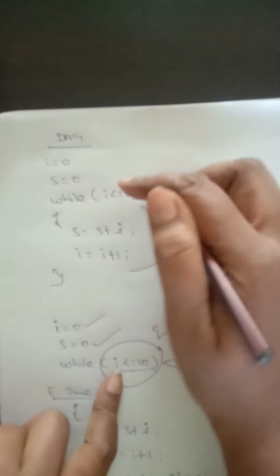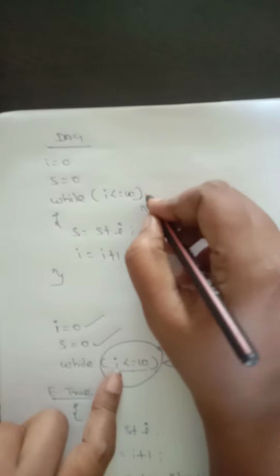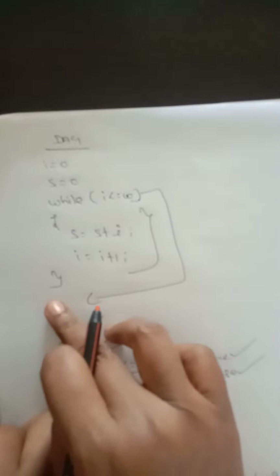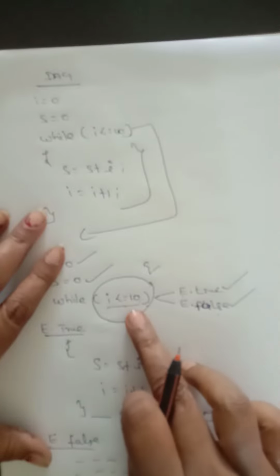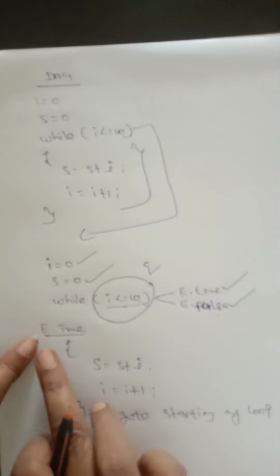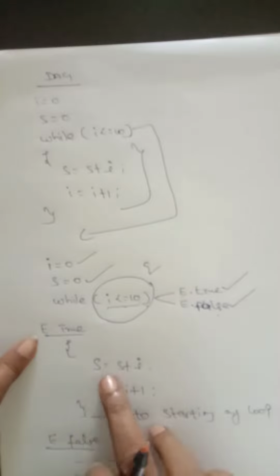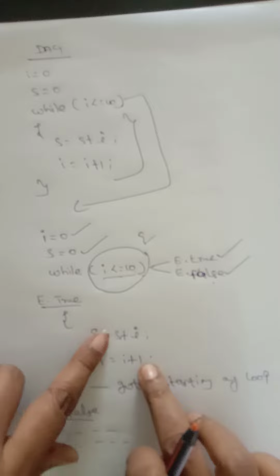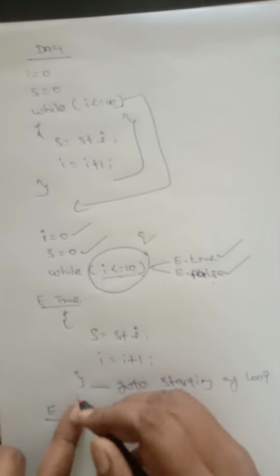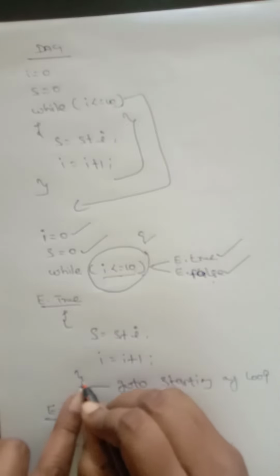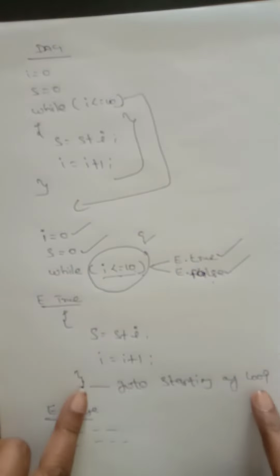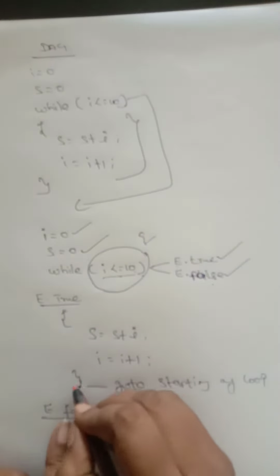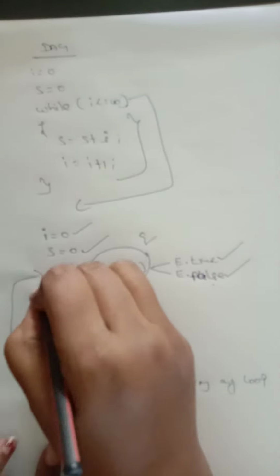Then if the condition fails, it comes out of that loop. Here nothing is there. If the condition is true, we execute the true block, that is s = s + i and i = i + 1. After evaluating it, it goes again to the starting address of the loop. So again it goes to the while.